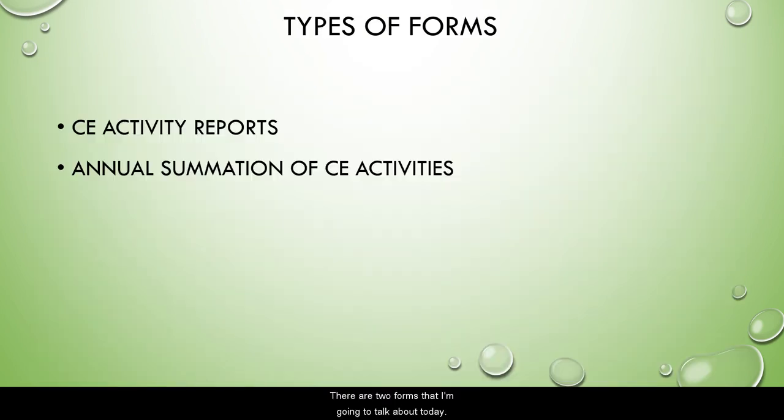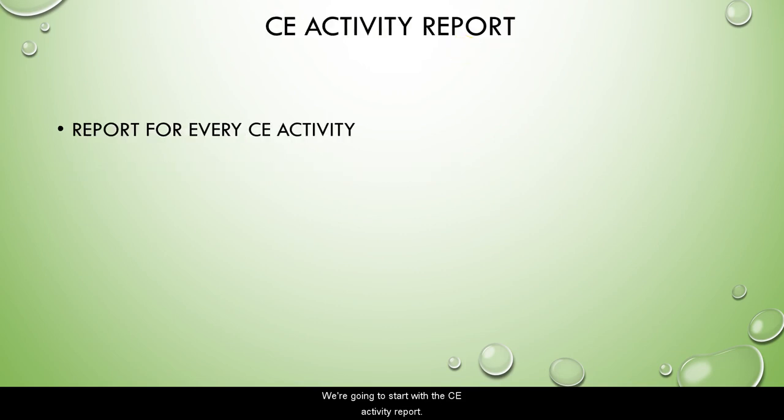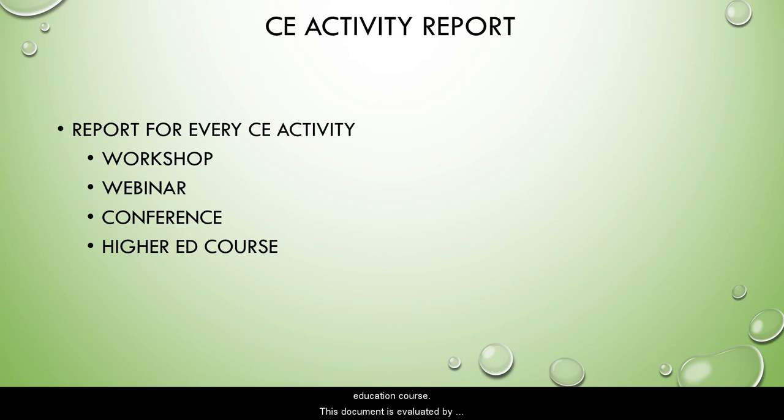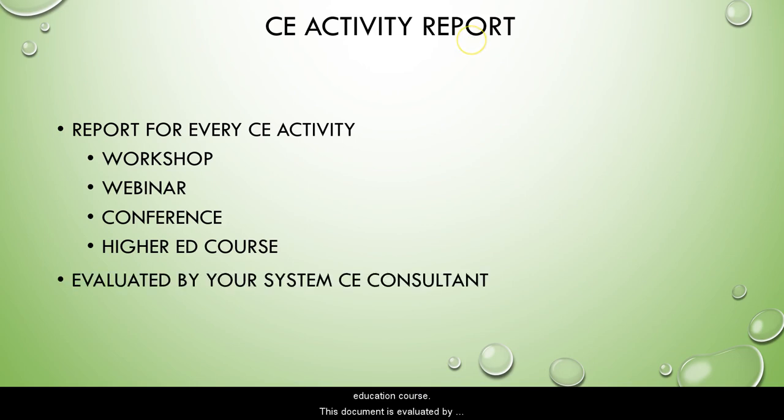There are two forms that I'm going to talk about today. One is the CE, or Continuing Education Activity Report. The other one is the Annual Summation of CE Activities. We're going to start with the CE Activity Report. What is a CE Activity Report? Essentially, it's a document you complete for every continuing education activity or program that counts toward your 100 hours for public library certification. This could be a workshop, a webinar, a conference, or a higher education course. This document is evaluated by your System CE consultant.